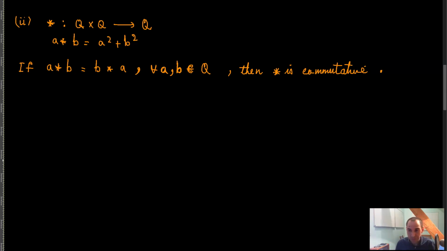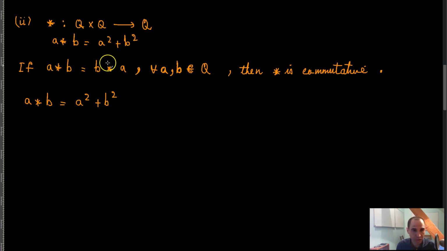Okay, so now what we have is that if a star b is equal to b star a for all a and b belonging to Q, then star is commutative. We already know that. So we need to see if this is the case in this particular case. So a star b is equal to a squared plus b squared, right?